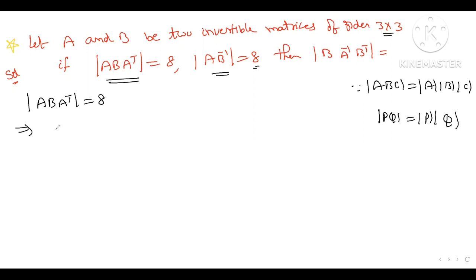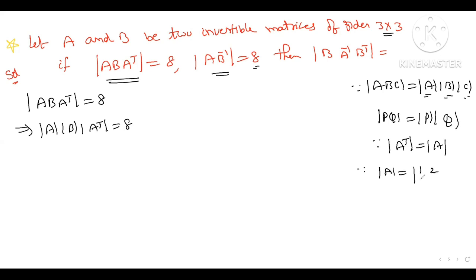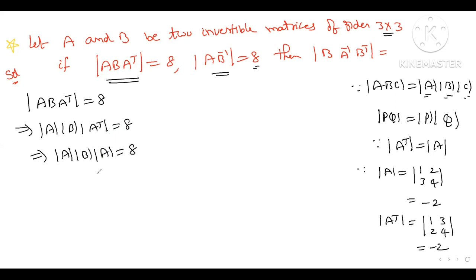Okay, now we should apply the first formula, det of ABC, det of A into det of B into det of C. We get here det of A into det of B into det of transpose of A is equal to 8. But here det of transpose of A and det of A are both equal. Let me give one example. Let us take det of A is equal to det of [1, 2; 3, 4]. How much is this det value? 4 minus 6, that is minus 2. Det of transpose of A, how much value? Its transpose is [1, 3; 2, 4]. This det is also the same, minus 2. So det of A and det of transpose of A are both equal. So that implies det of A into det of B into det of A is equal to 8.